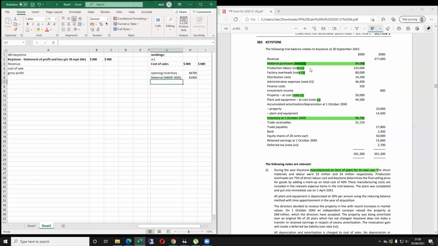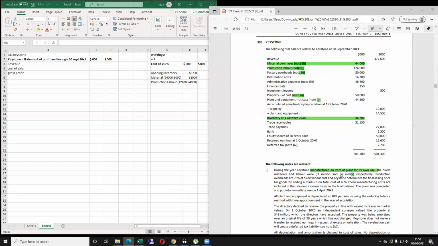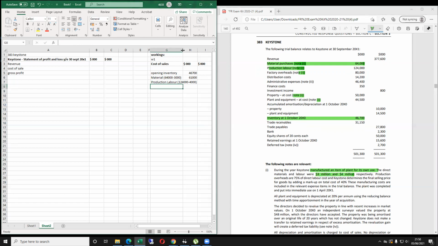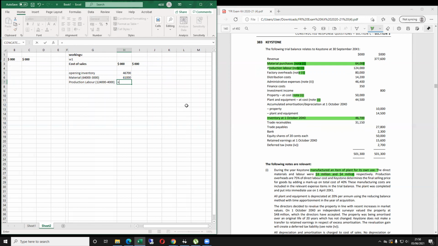Same now for production labor. As per the trial balance, we have 124,000 minus 4,000, the 4 million, you can say. See, these two are adjusted, right? I'm going to write it here now: 124,000 minus 4,000, so it means 120,000. Okay, next one is factory overheads.